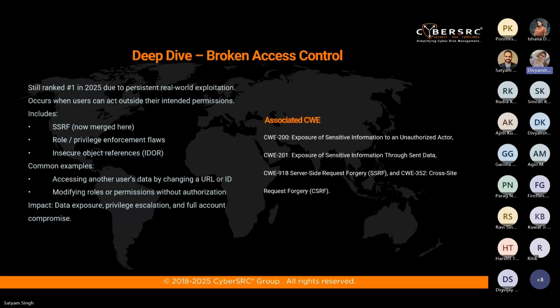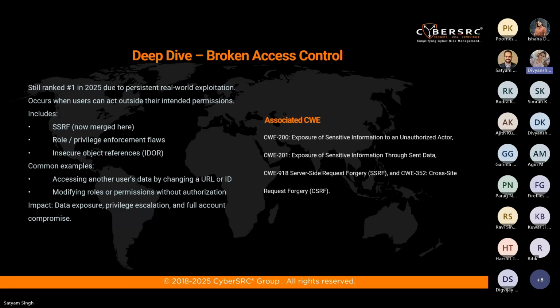In the 2025 edition, OWASP has also merged the SSRF category, recognizing that many SSRF flaws stem from improper access restriction at the server or the resource level. Some typical issues under broken access control include role or privilege enforcement flaws, which means a user can escalate permission simply by manipulating the request. Our second one is IDOR, insecure direct object reference, where sensitive data becomes accessible just by modifying the URL or a parameter present in the URL.